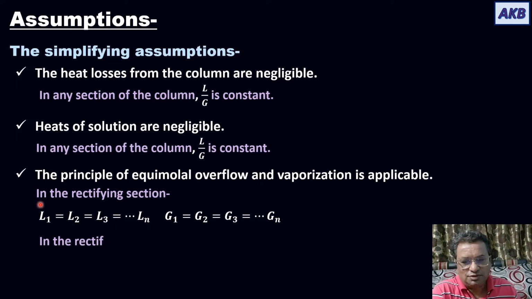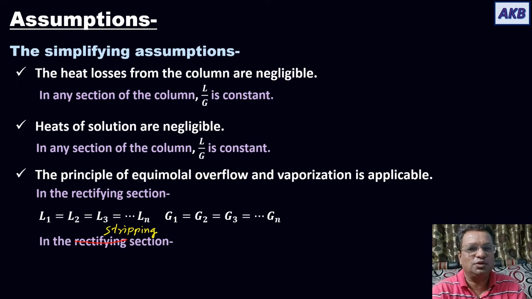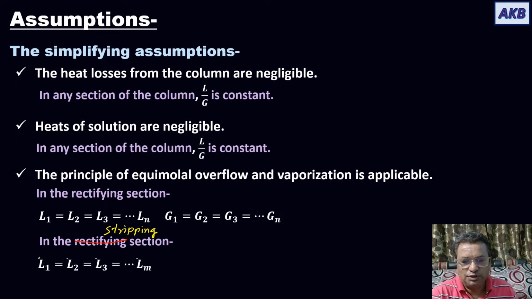Same is the case with the stripping section. In the stripping section also, liquid and vapor molar flow rates are constant throughout the section. That is L bar 1 is equal to L bar 2 is equal to L bar 3, and that is equal to L bar m.